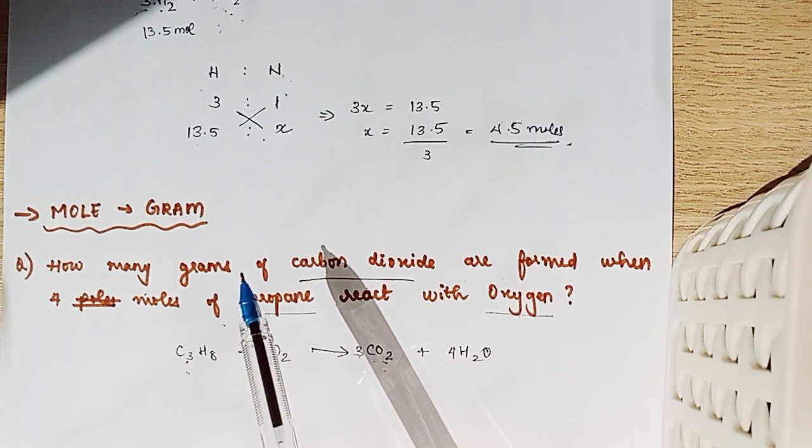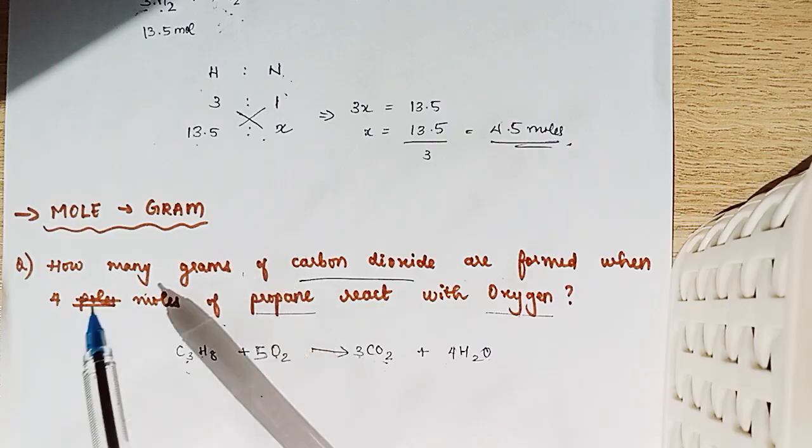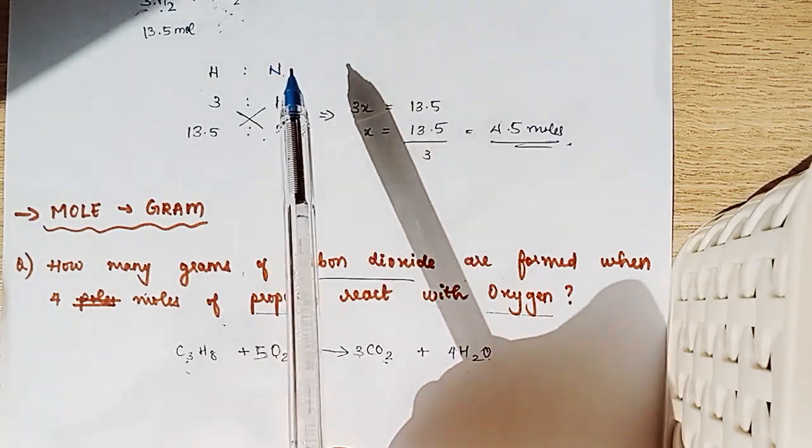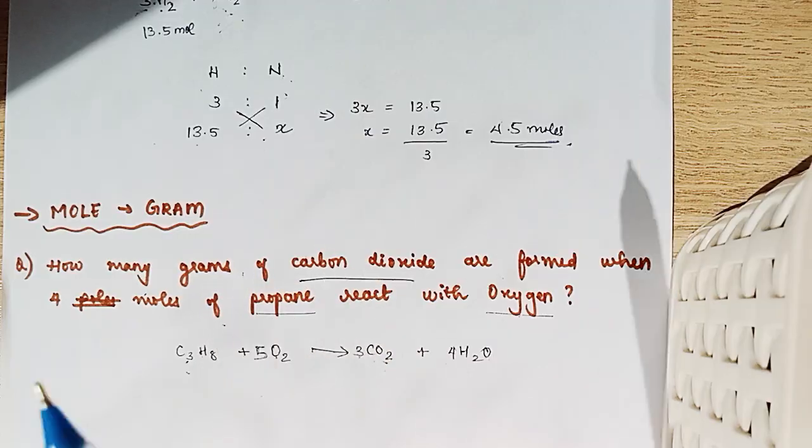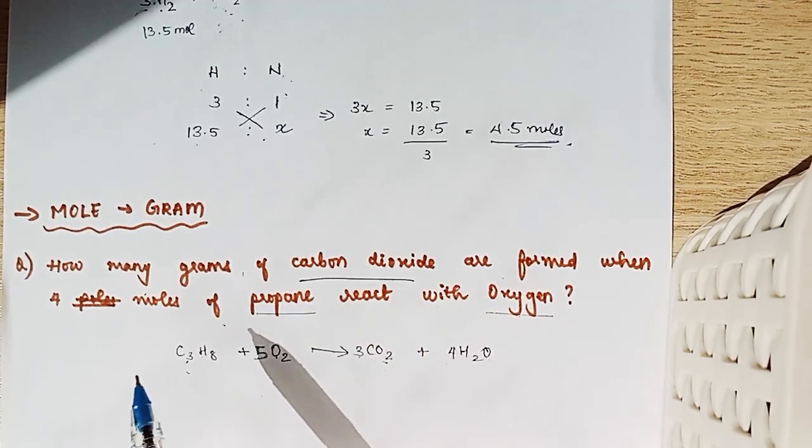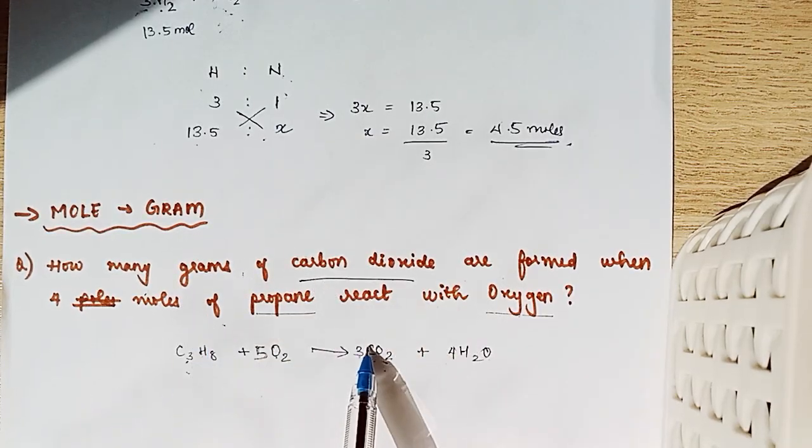So what do we need to do? We need to find how many grams. Before, they asked moles. In this question they asked grams. To find grams, again we need to find the number of moles of CO2.